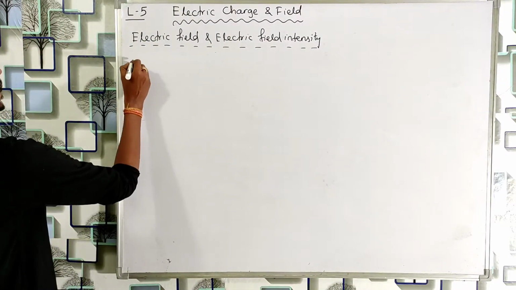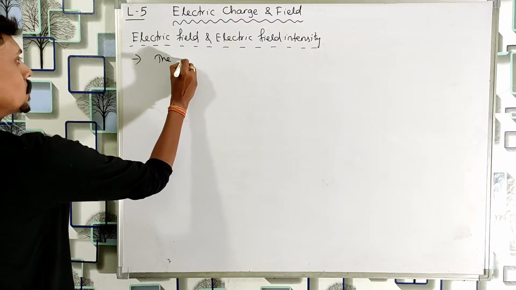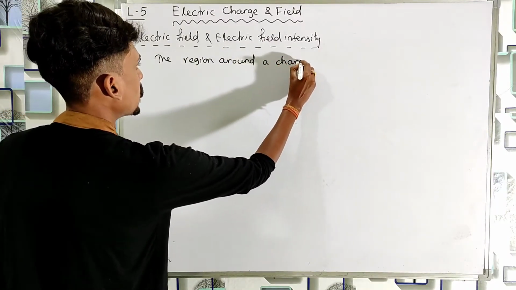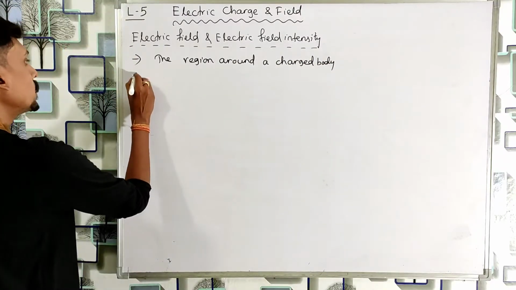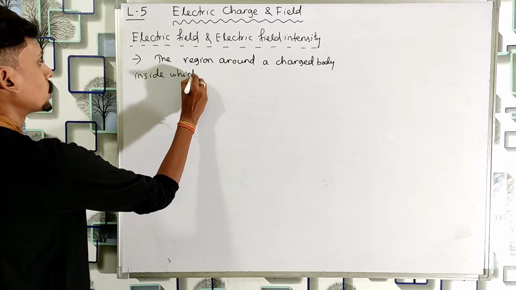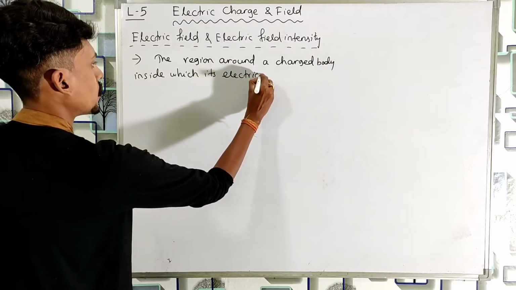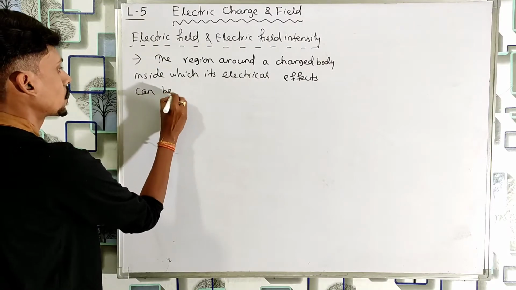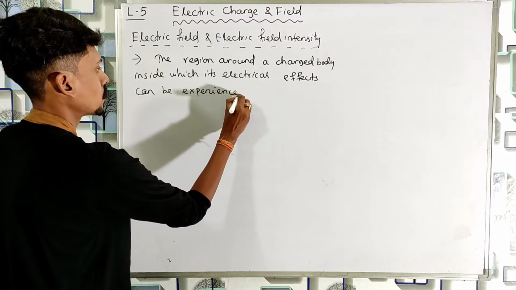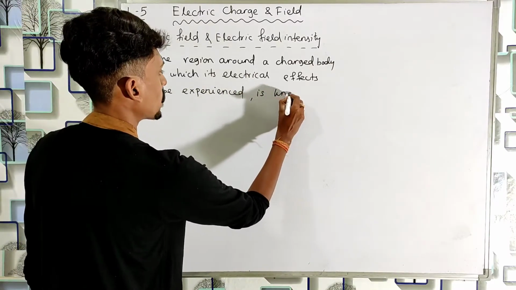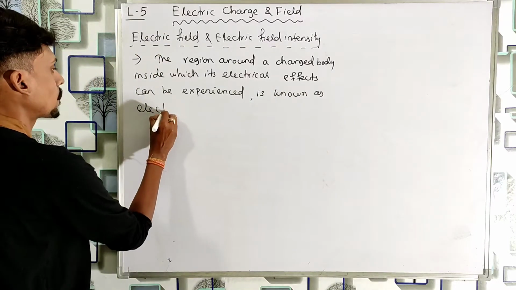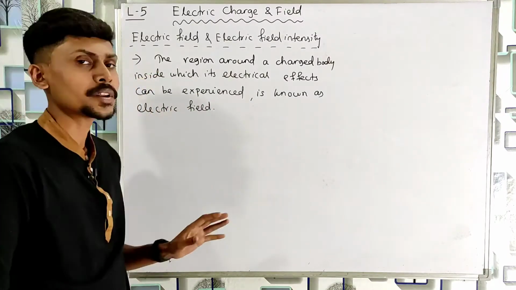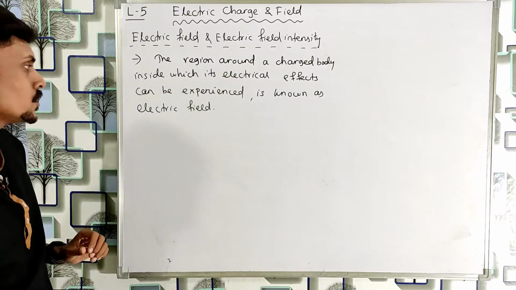So let us define what is the meaning of electric field. The region around a charged body inside which its electrical effects can be experienced is known as electric field.